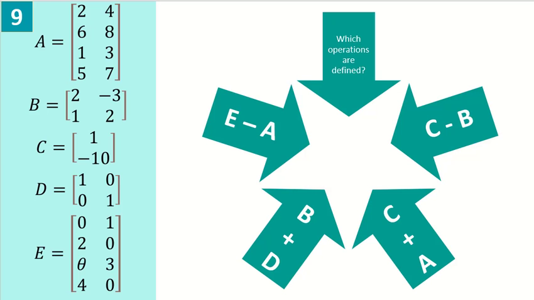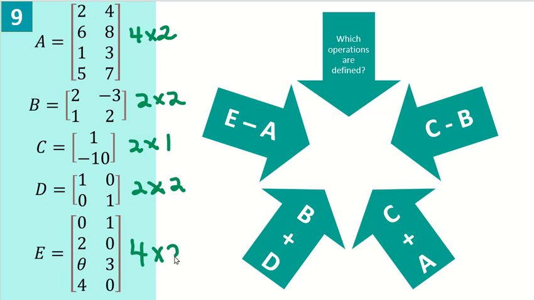Question number 9. All right, we're basically given 1, 2, 3, 4, 5 matrices. And let's write down the dimensions. A is 4 rows and 2 columns. B is 2 rows and 2 columns. C is 2 rows and 1 column. D is 2 rows and 2 columns. E is 4 rows and 2 columns.